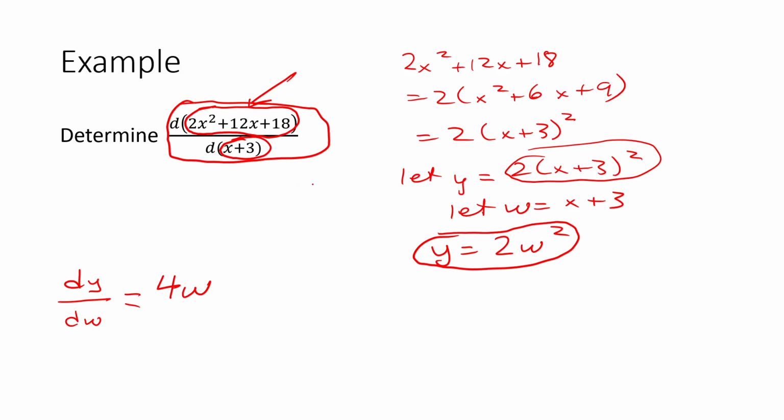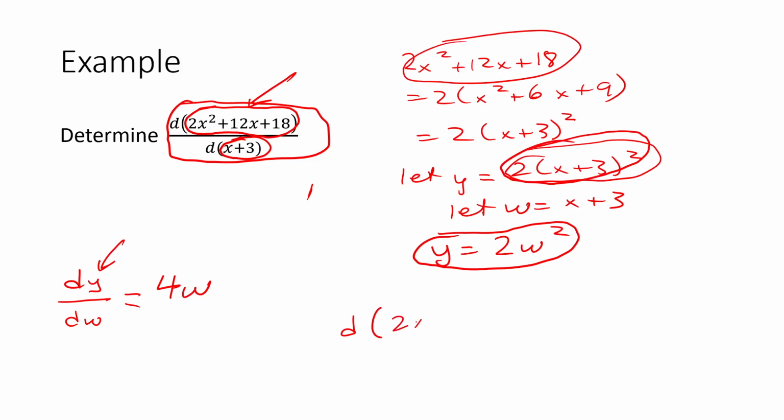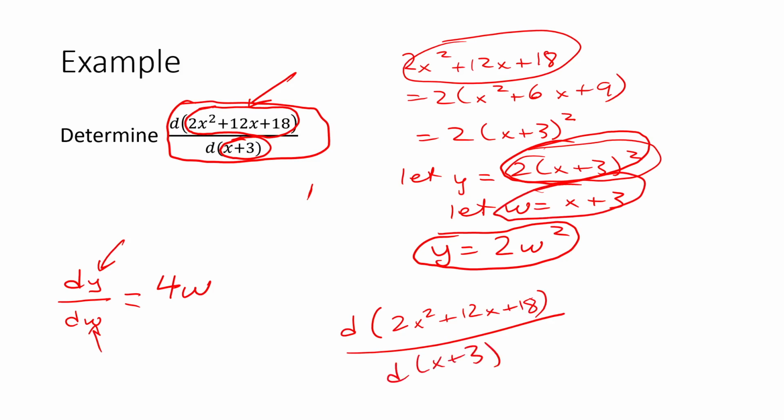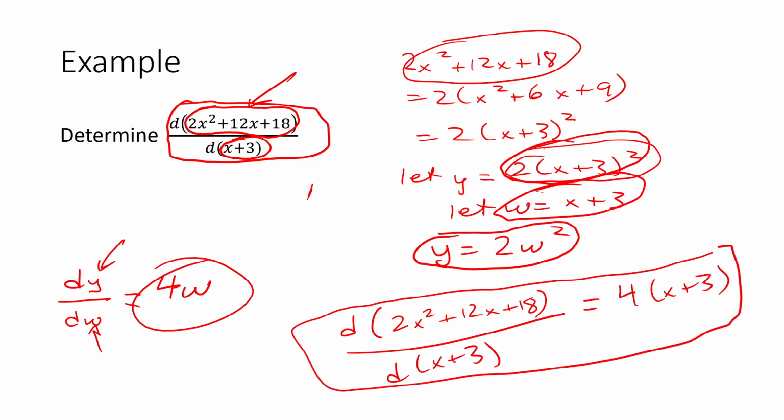So again, we know that y here is 2 bracket x plus 3 quantity squared, or in other words, 2x squared plus 12x plus 18. And we know that this w right there is the same as x plus 3. So dw is dx plus 3. And the answer is 4w, or in other words, 4 times x plus 3. And there is what we were asked, and we've now answered the question asked of us.